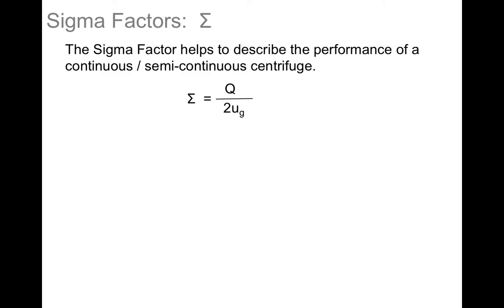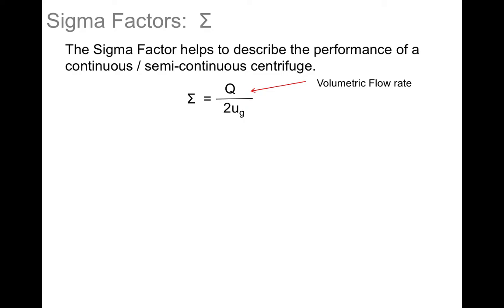So we know what the sedimentation velocity would need to be, and now we need to understand how we design a centrifuge to achieve that. And so the sigma factor is a critical characteristic of centrifuges, and it relates the flow rate, so this would be how much broth goes into the system, to the sedimentation velocity that you can achieve. And it helps describe the performance of a continuous or semi-continuous centrifuge.